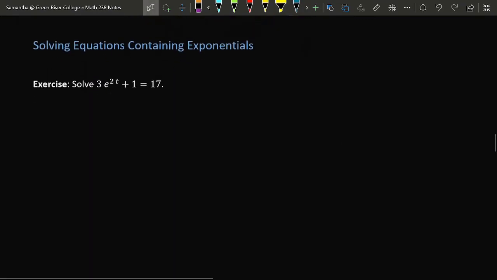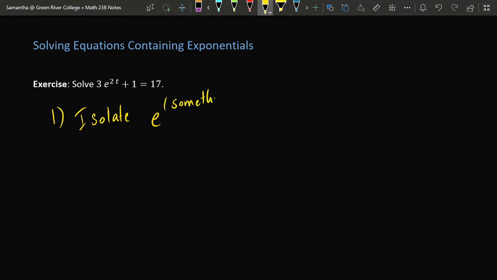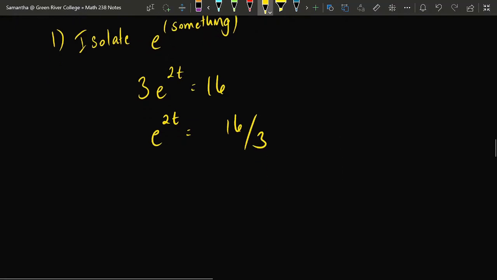We can also use the properties of exponentials and logarithms to solve equations containing exponentials. Here we have the equation 3 e to the 2t plus 1 equals 17. So let's try and solve this for t. The first thing that I'm going to do is I'm going to isolate the exponential. So I'm going to get rid of the 1, and I'm going to get rid of the 3. Now that the exponential has been isolated, it's vulnerable to attack by its arch nemesis, the natural log.